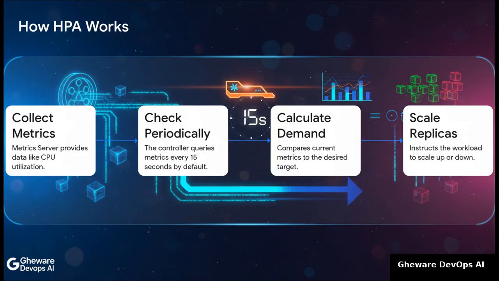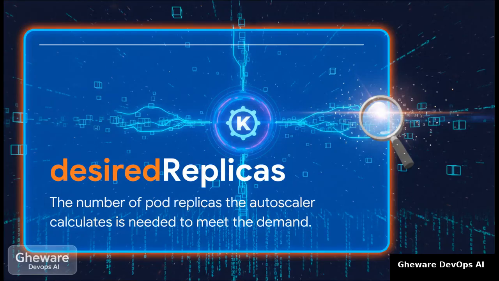First up, the Kubernetes metrics server is constantly collecting data. CPU, memory usage, that sort of thing. Then, every 15 seconds, the HPA controller checks those metrics. It then does a quick calculation to see if you need more pods or maybe fewer. And finally, it just tells your deployment, hey, scale up, or hey, scale down. That's it. The real magic, though, is in that calculation.